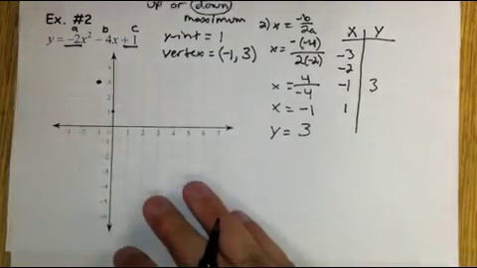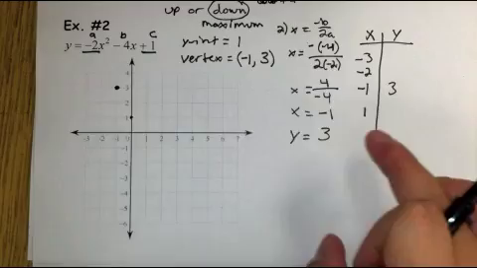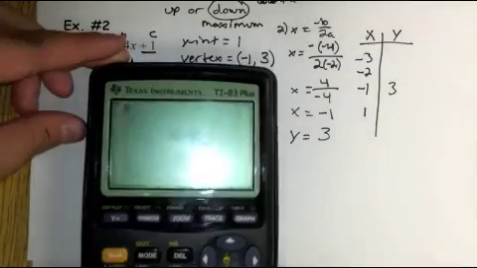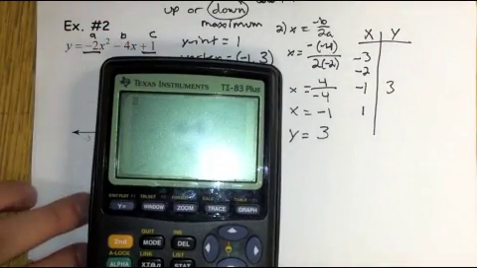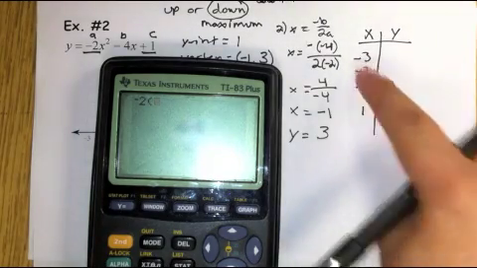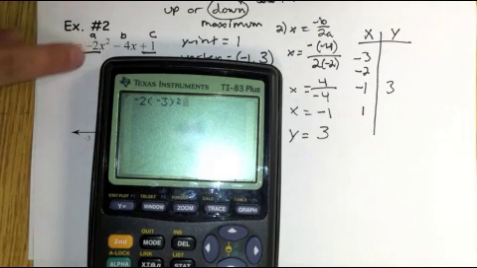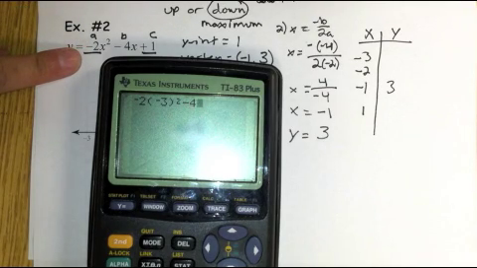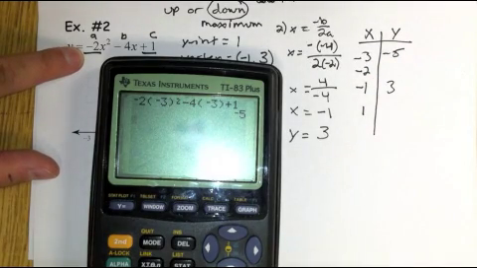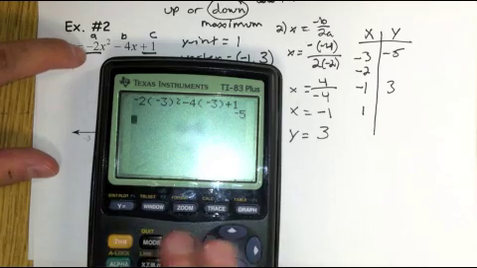Okay, what do I do to get my y? That's right, you plug those into the original and solve. Once again, I'm going to use my calculator. It's just a little bit quicker. Negative 2, open parentheses, we're going to do negative 3. Negative 3 squared minus 4, open parentheses, negative 3 plus 1. I got negative 5. If you didn't get that right, you probably weren't using those parentheses.